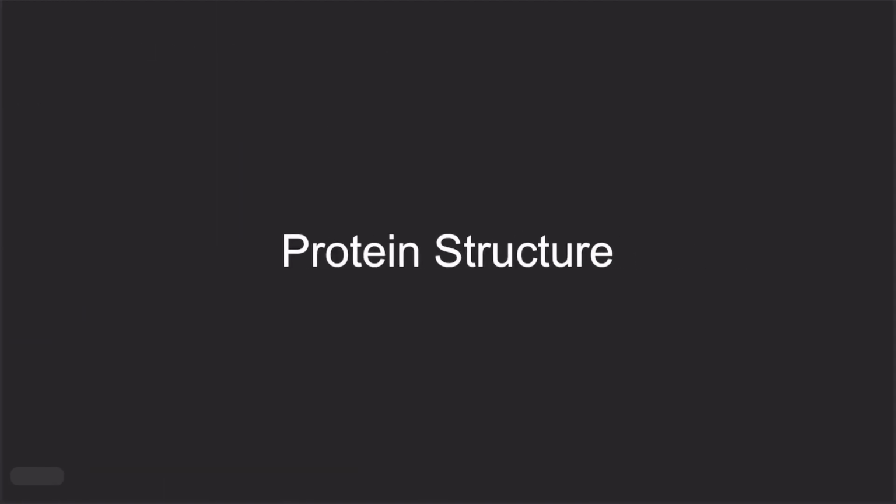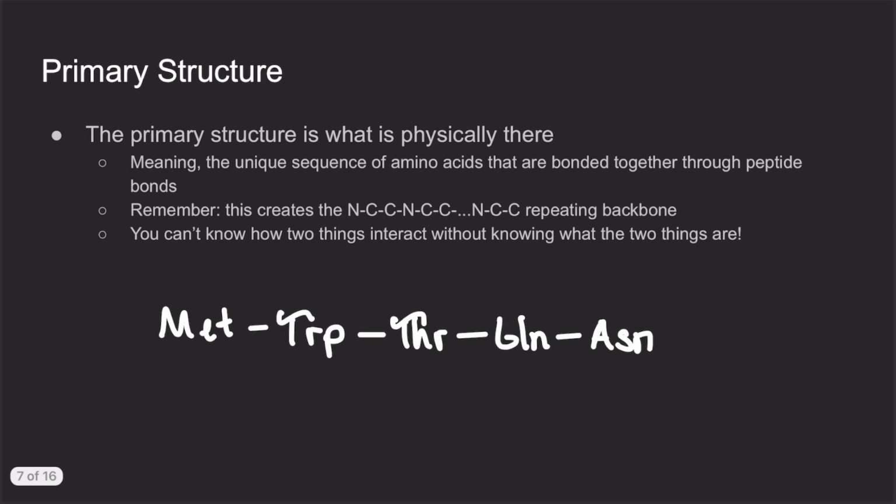Okay, so now we've just put two amino acids together, right? Well, if we do that, let's say 1,000 times, we're going to have a pretty large protein. And we need a way of systematically categorizing that protein. So we do that based on the structures. Okay, there's going to be 4 structures. And the first one is called the primary structure.